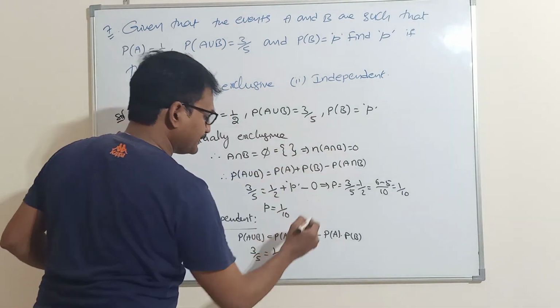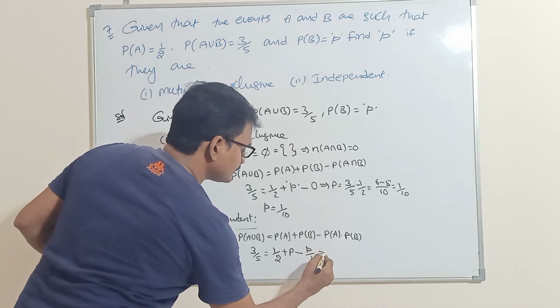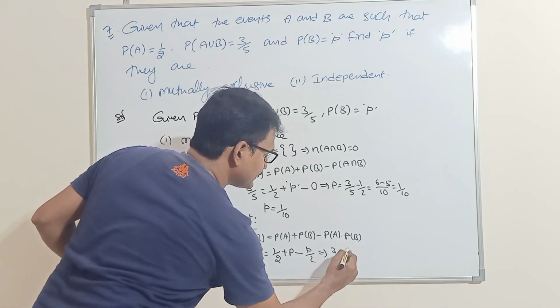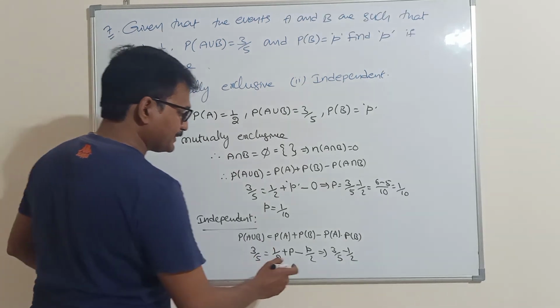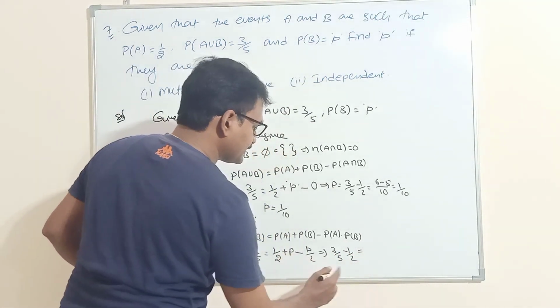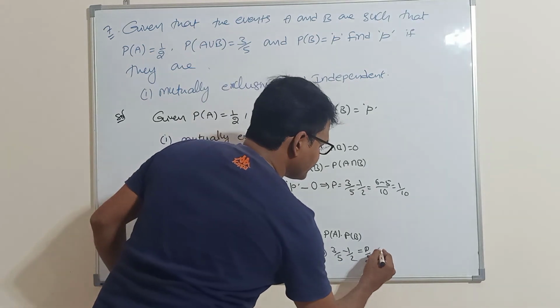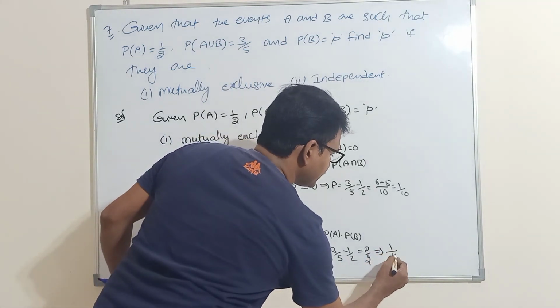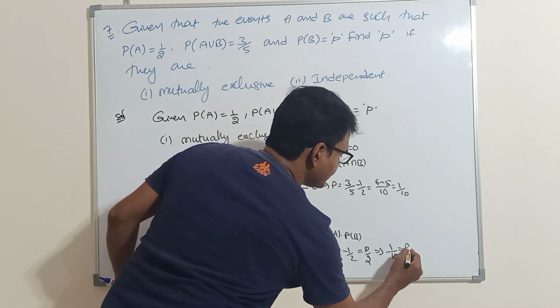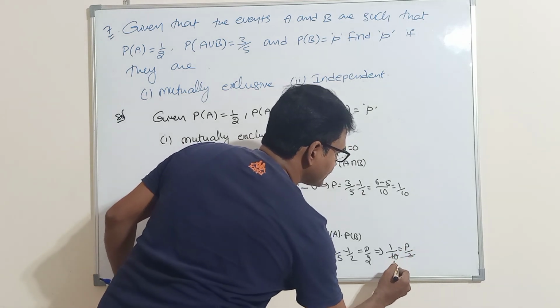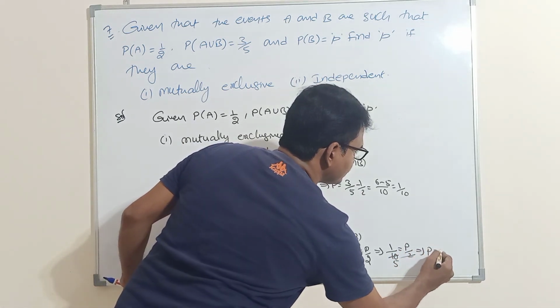P of A into P of B is 1 by 2 into p, which is p by 2. So 3 by 5 minus 1 by 2 is equal to p minus p by 2, which is p by 2. So 3 by 5 minus 1 by 2 is 1 by 10, which is equal to p by 2. So p is equal to 1 by 5.